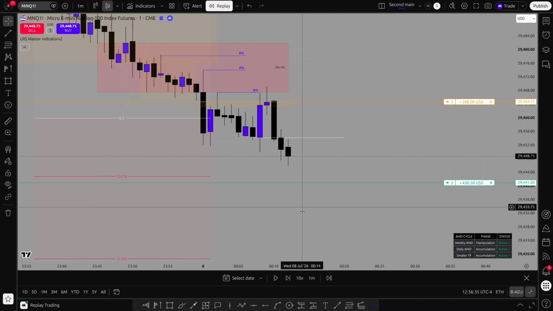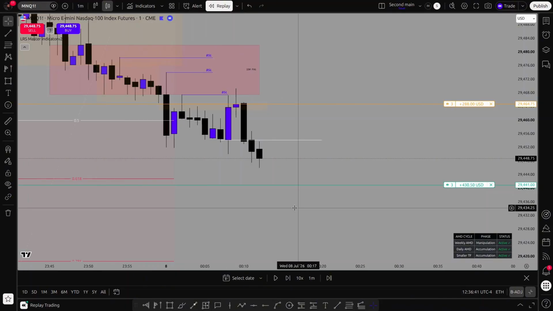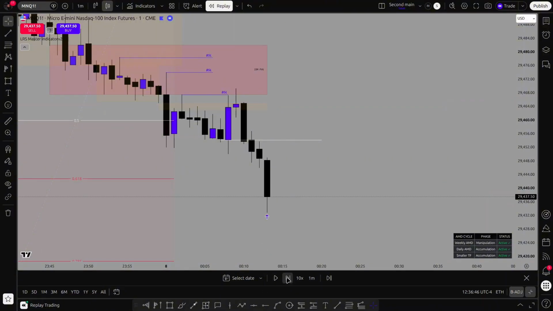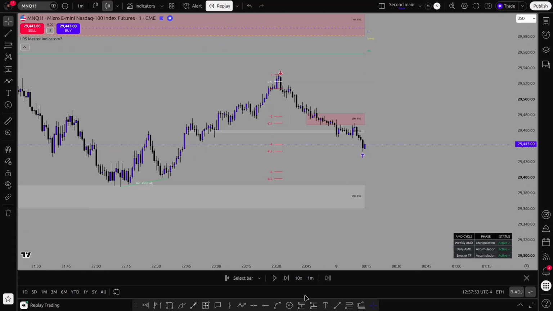On my live, I'm trading micros, mini contracts, not micros. I'm trading e-minis, regular e-minis. So my profits are just way bigger on that. So at that time, I got stopped for full profit. So now let's actually start analyzing the market maker model currently in play.